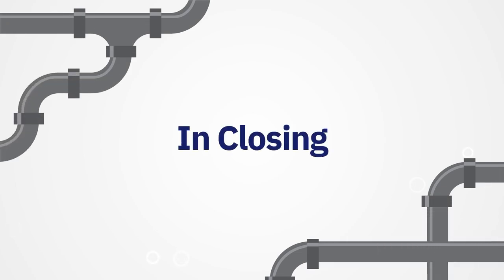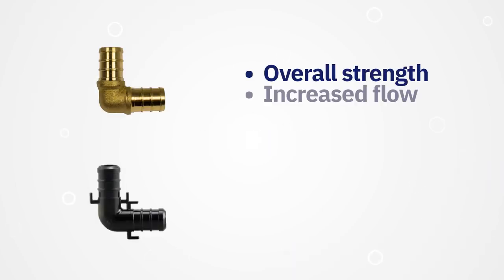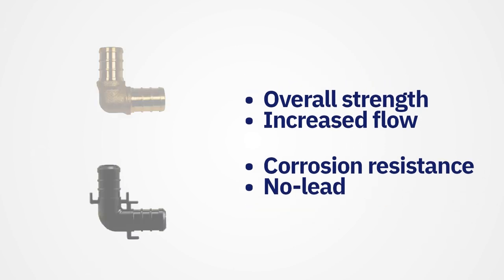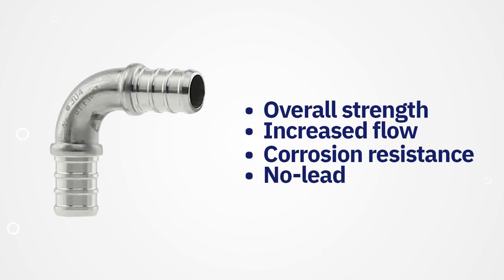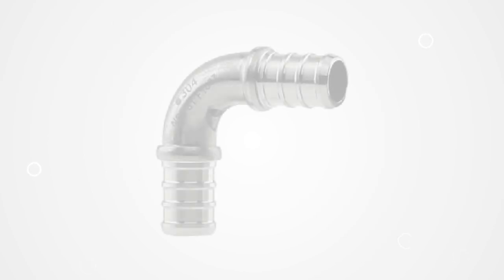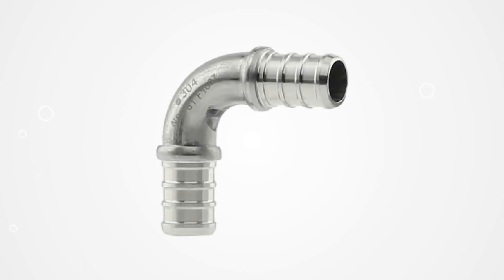In closing, history has proven that both brass and plastic PEX fittings have their advantages and disadvantages. Stainless steel PEX fittings eliminate the need and cost for dual inventories, as they feature the best attributes of both brass and poly in a single fitting. The superior corrosion resistance, flow rates, and strength of these fittings demonstrate their versatility and how they can be used in a wider range of applications. Stainless steel PEX fittings are an excellent choice for your next system.